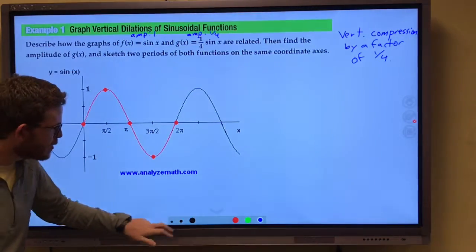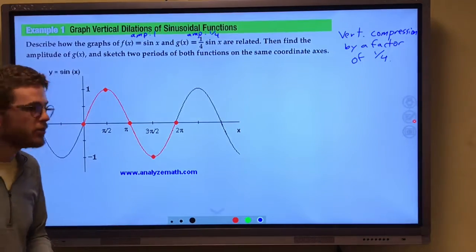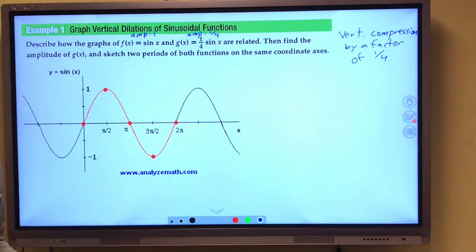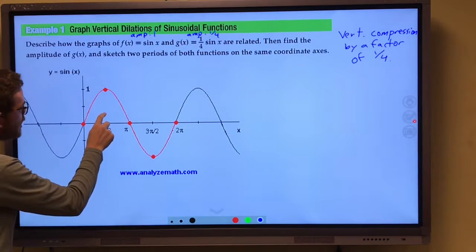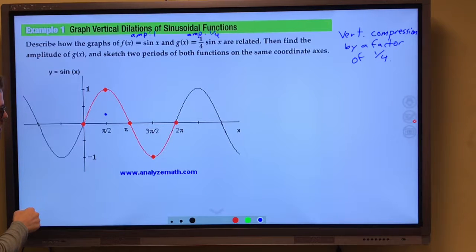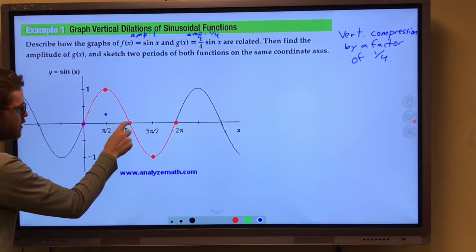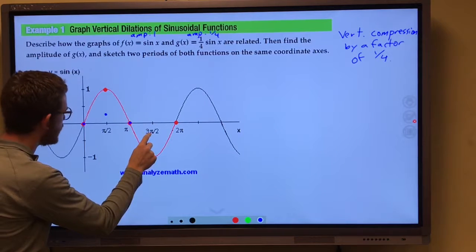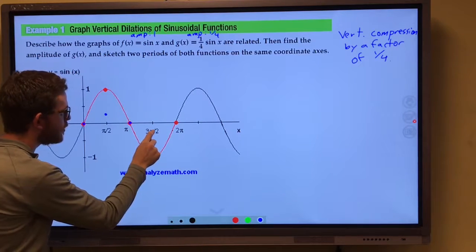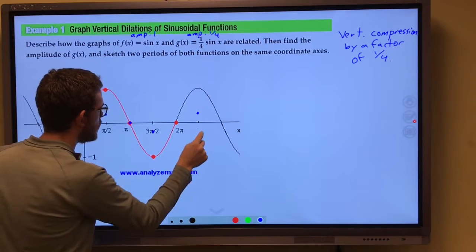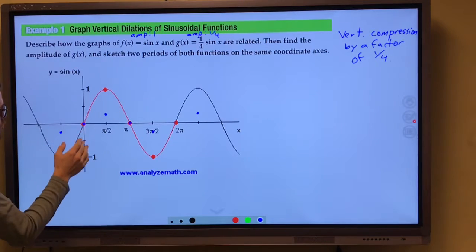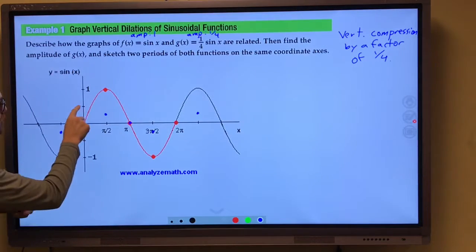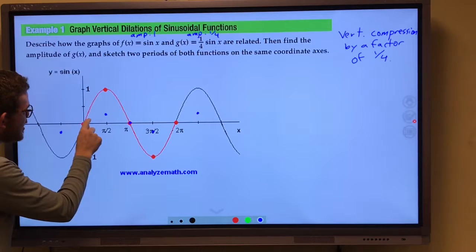Our vertical compression. How are we going to get a vertical compression by a factor of a fourth? Well, all of our outputs are then multiplied by a fourth. Instead of at pi over 2 getting out a 1, we get out a 1/4. We still get out a 0 when we have zeros. At 3 pi over 2, we get out a fourth now. Over here, we get out a fourth. In between, instead of a half, a fourth of a half is an eighth.